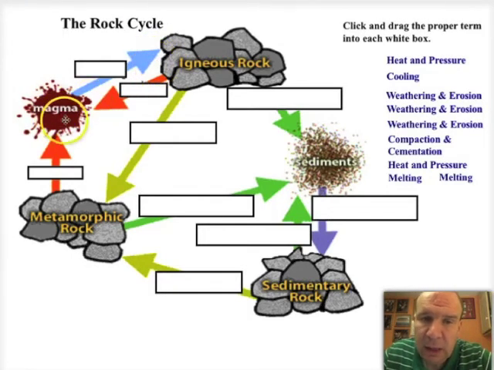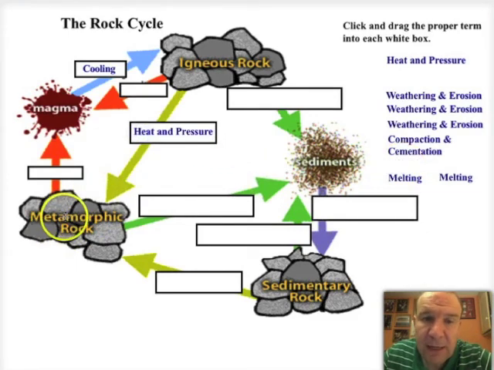First of all, if you're going to go from magma to igneous rock, what does magma have to do before it can become a cooled down rock? Well, it has to cool off. So that should be pretty easy for you to figure out. Now, in order to become metamorphic rock, what are the 2 buzzwords? Do you remember what we just talked about? To become metamorphic, it's subjected to heat and pressure.